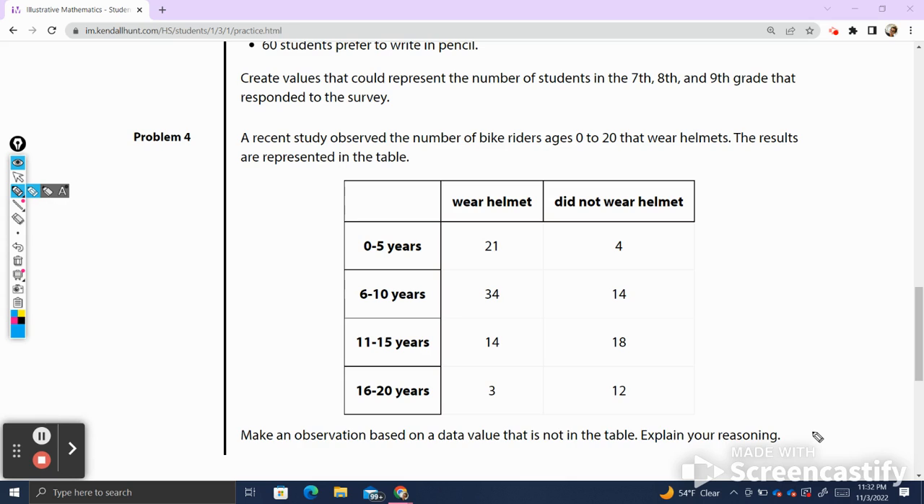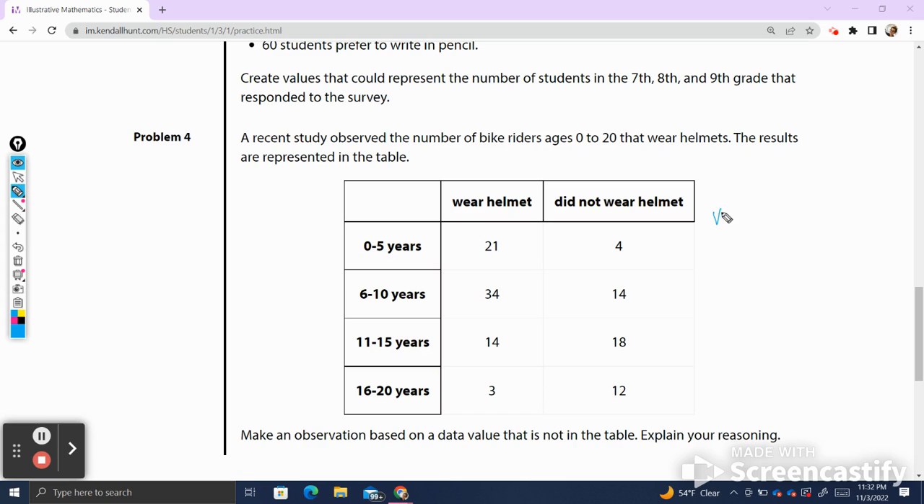Well, I don't see any totals, so I could say more people overall wear helmets than do not. Because I notice that all of these numbers tend to be bigger except for 16 and 20-year-olds. But these numbers, actually, nope, my observation was wrong. Because 11 to 14-year-olds, fewer people wear helmets, and 16 to 20-year-olds, fewer people wear helmets. So let's fix that.